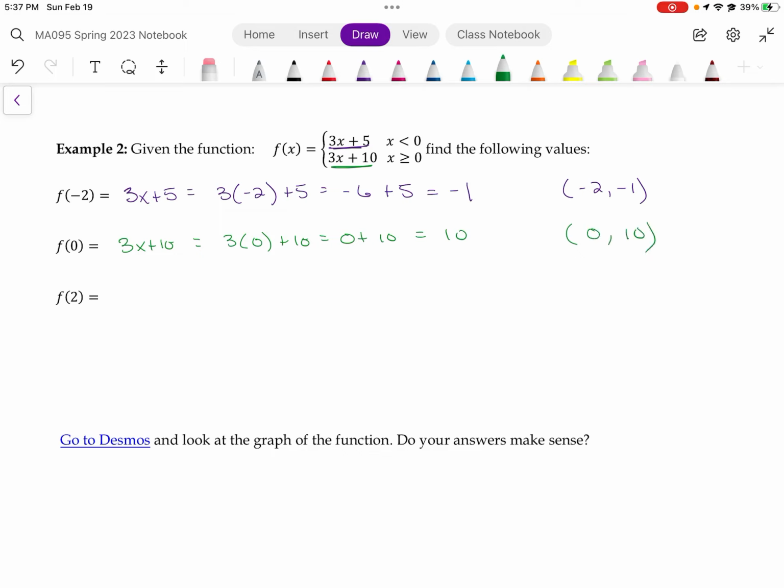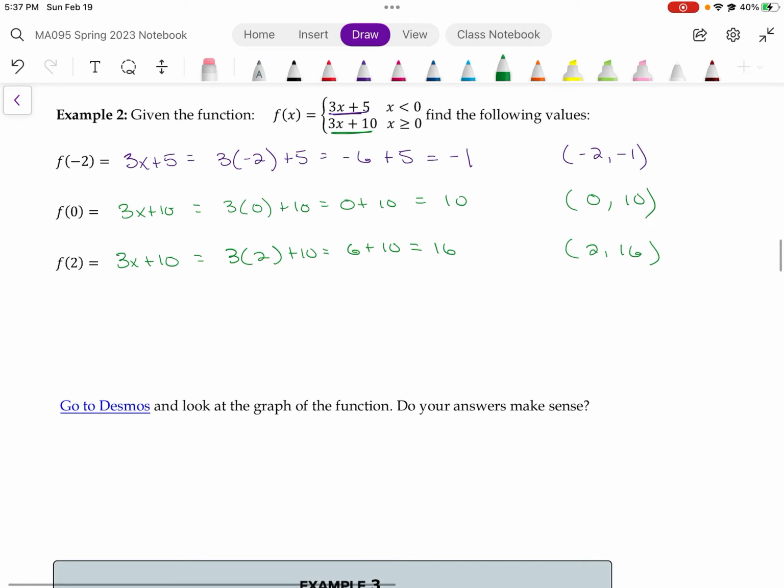All right, the next one, 2, is greater than 0, so we're going to use the second equation, 3x plus 10, and that is 3 times 2 plus 10, which is 6 plus 10, which is 16. So we've got 2, 16 is our point.